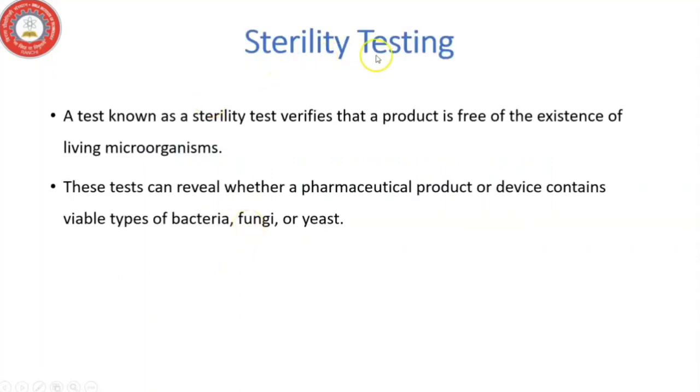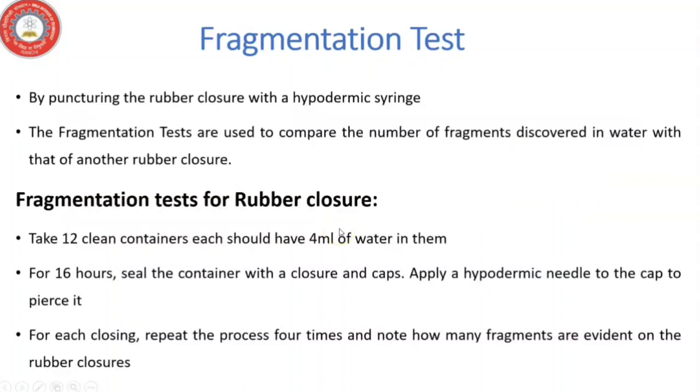QC tests for rubber closures. The first one is sterility testing. A test known as the sterility test verifies that a product is free of living microorganisms. This test can reveal whether a pharmaceutical product or device contains viable types of bacteria, fungi, or yeast.